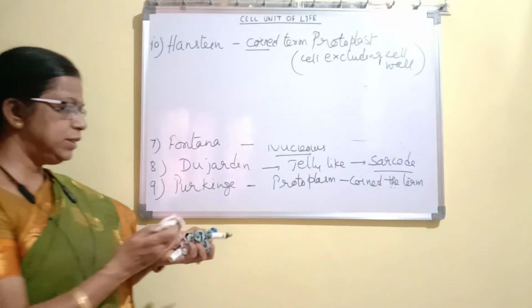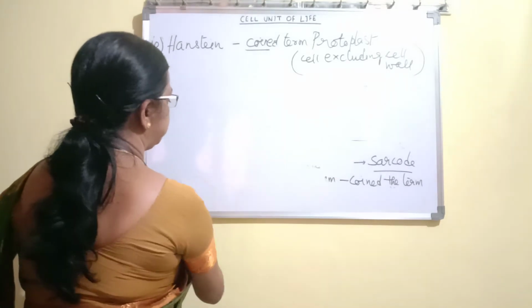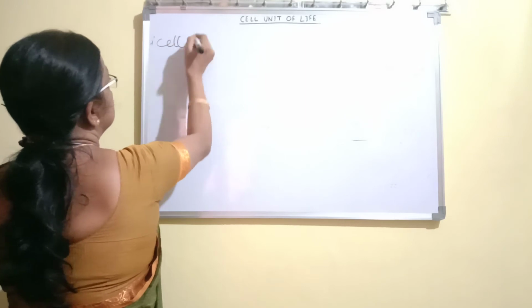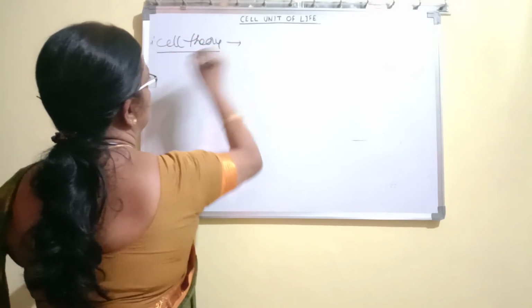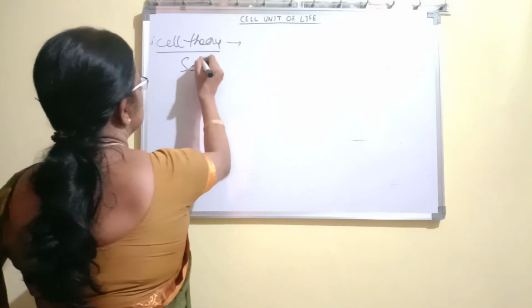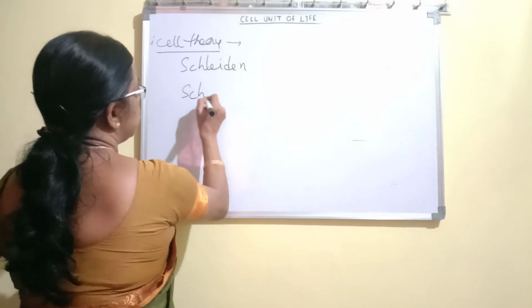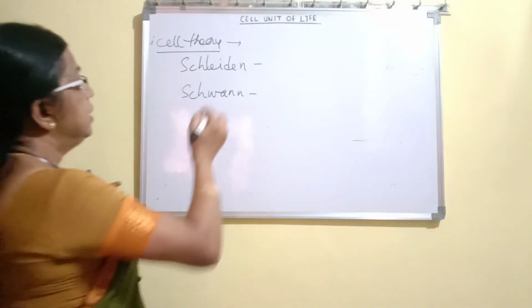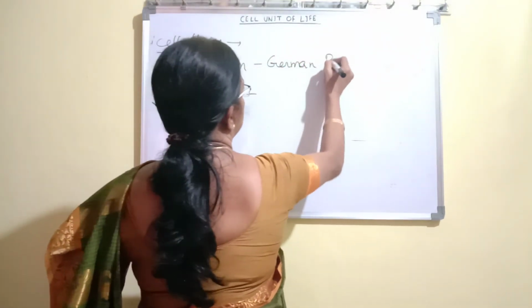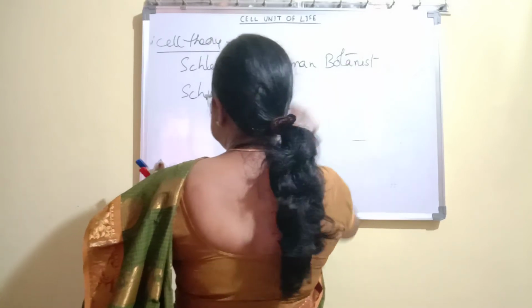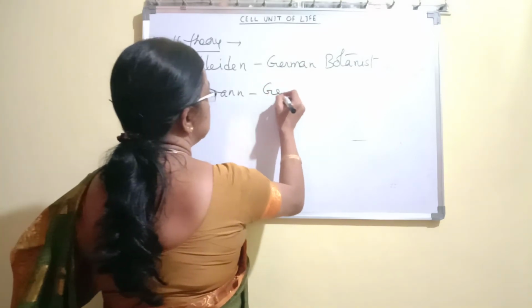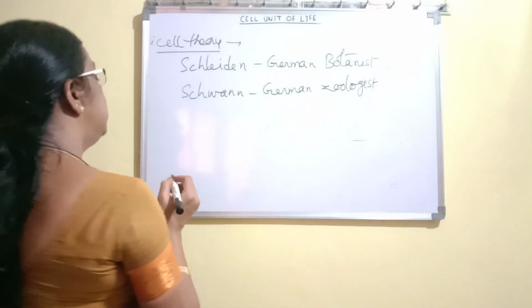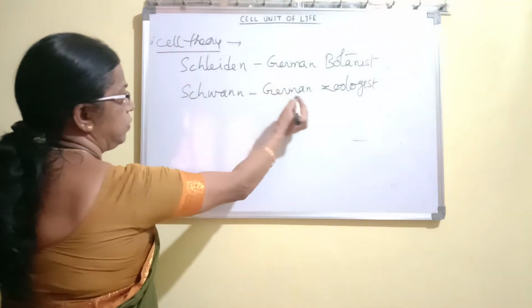Now next we will see what is the cell theory. Cell theory was proposed by two scientists, Schleiden and Schwann. Schleiden was a German botanist. And Schwann was a German zoologist. Schleiden was a German botanist. Schwann was a German zoologist.